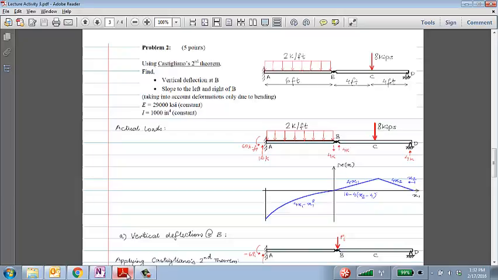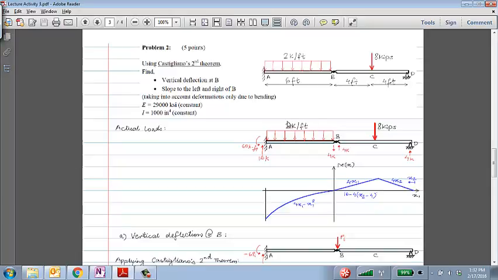So in this problem, what was asked was, well, first of all, it's a two-segment beam. A part of it is fixed at A, and there's an internal hinge at B, and a pin joint at D. And the problem says find the vertical deflection at B and slope to the left and to the right of the hinge.